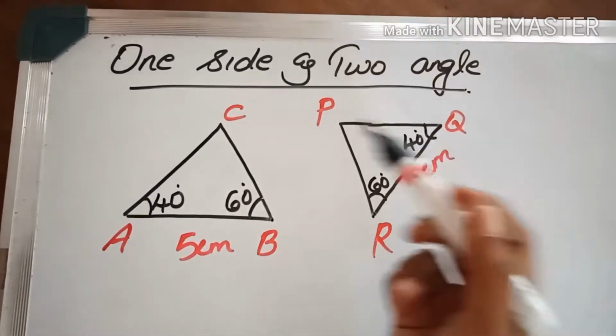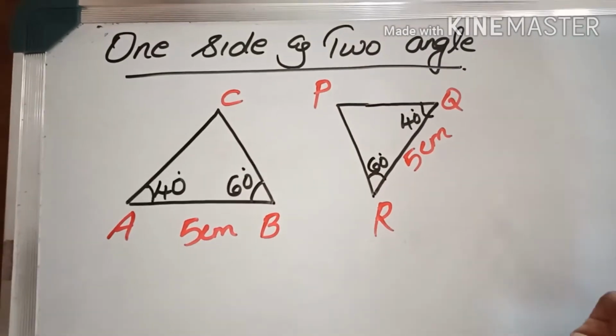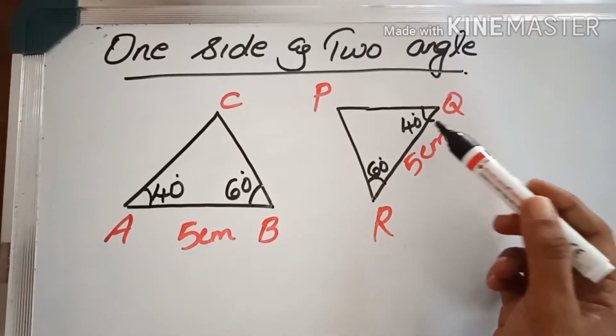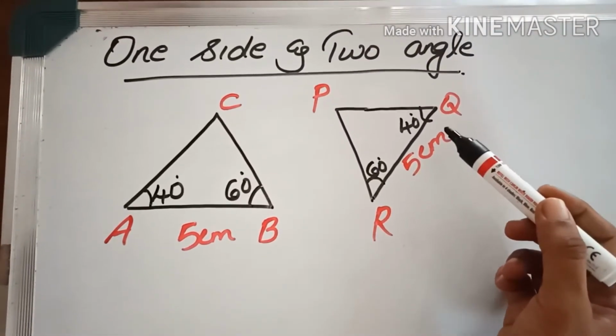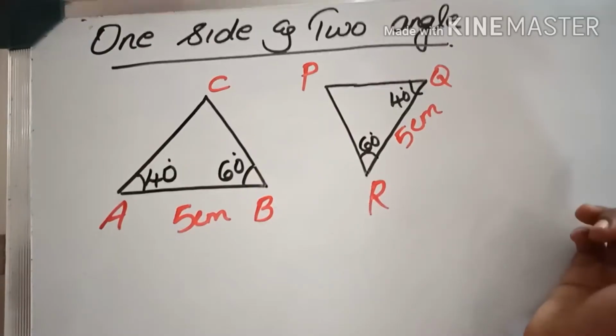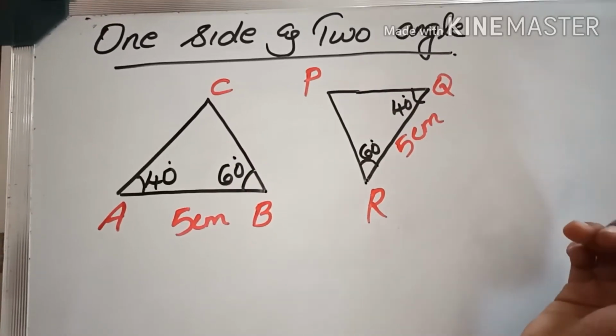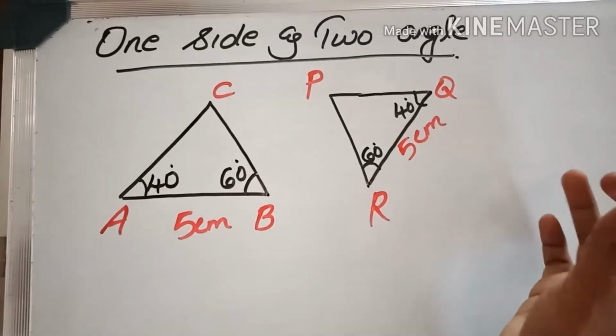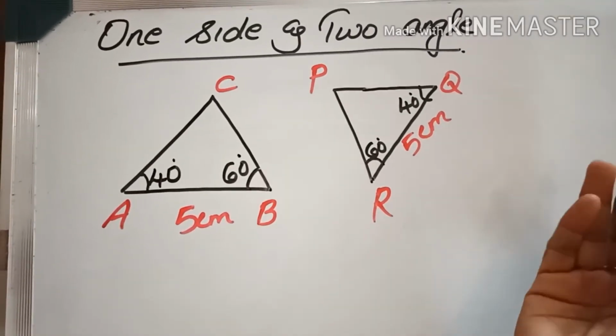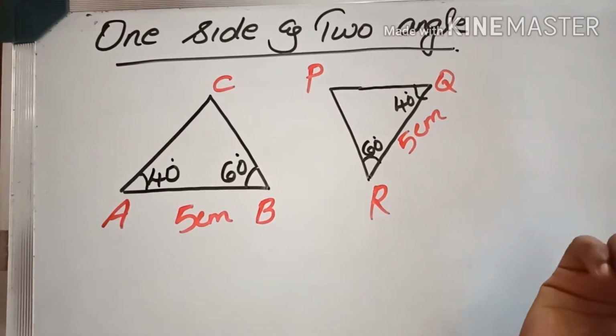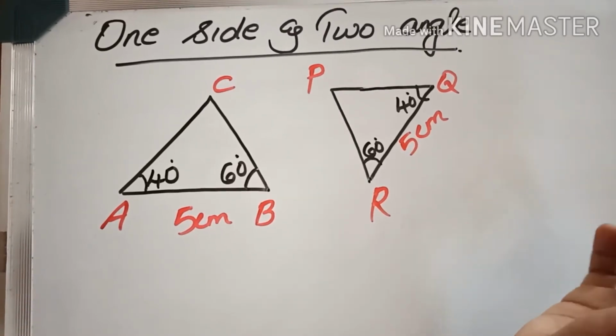Next subheading is one side and two angle. This is the third concept of equal triangles. First concept was that all the three sides must be equal. If three sides of the first triangle are equal to three sides of the next triangle, then those two triangles will be equal triangles.